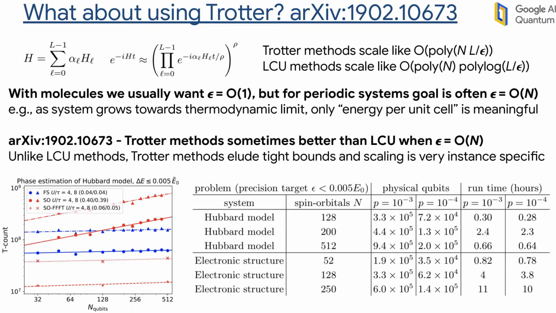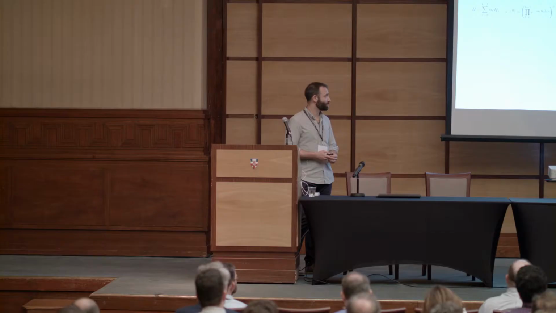And also Trotter methods, unless you go to arbitrarily high orders, which appear impractical, also have polynomial scaling in the inverse of the precision that you desire, which tends to be a very stringent precision requirement in chemistry. By contrast, the LCU methods scale, of course, polynomially in the number of qubits, but potentially they scale polylogarithmically or logarithmically in the number of terms or in the inverse precision. So you'd think that they would have an advantage.